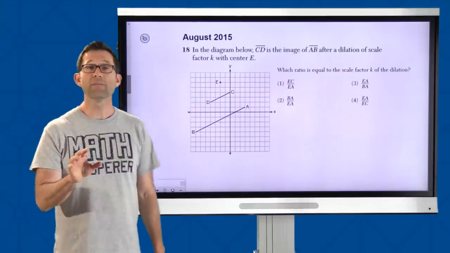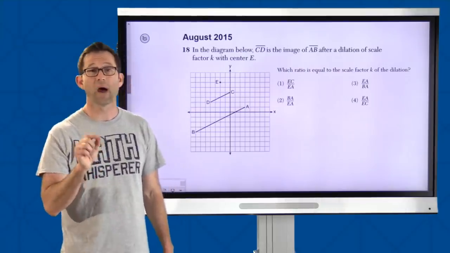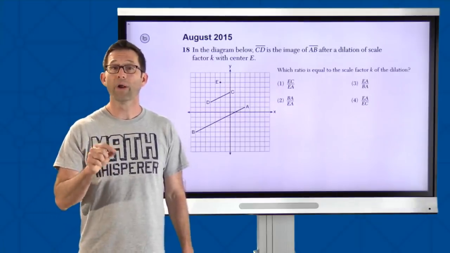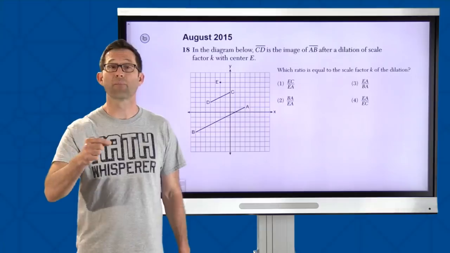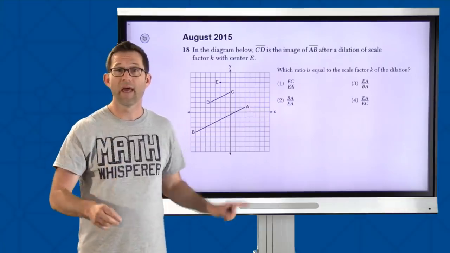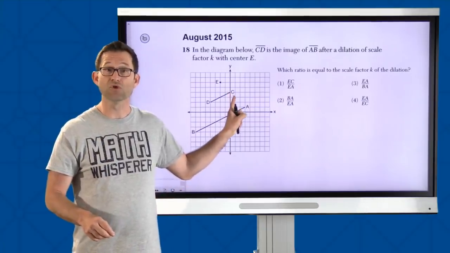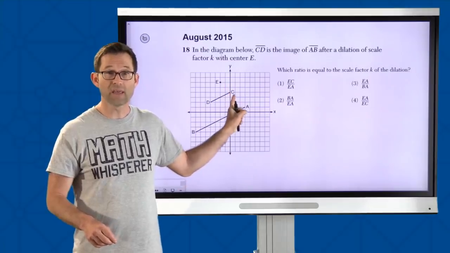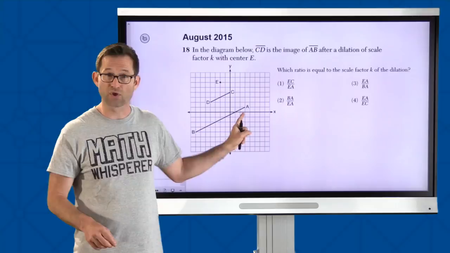Now, these can be particularly tricky problems because you have to keep your eye on the ball and realize what is the image and what is the pre-image, the original. CD is the image, AB is the original. Really important. CD is the image, AB is the original.